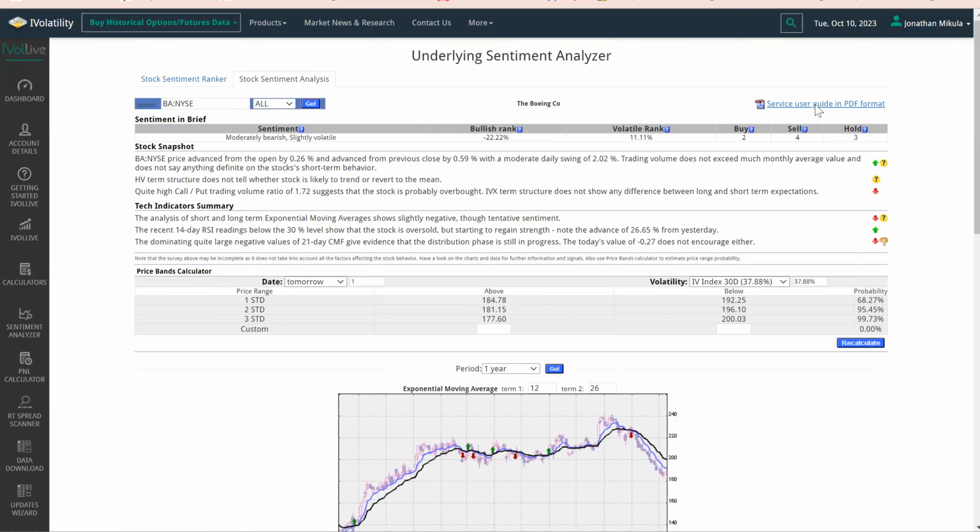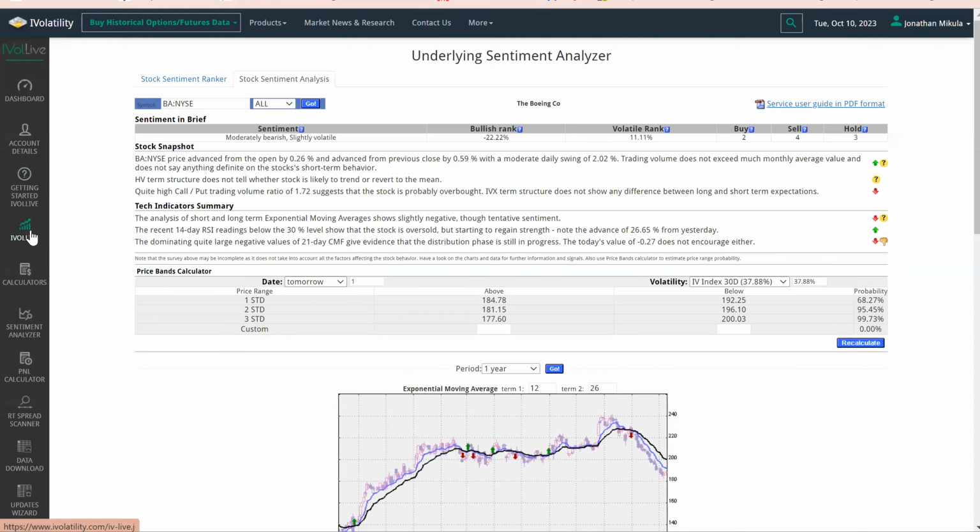And then when in doubt for any of these tools, we have our service guide. You can just click on that service guide, and this will take you to a PDF. We have that for all these tools. We have it in Getting Started, for the Stock Monitor, for calculators, and for Sentiment Analyzer, P&L, and Real-Time Spread Scanner. So you just pull it up.